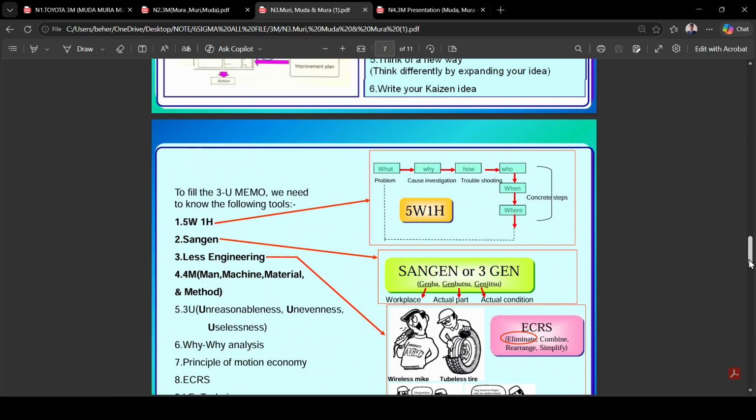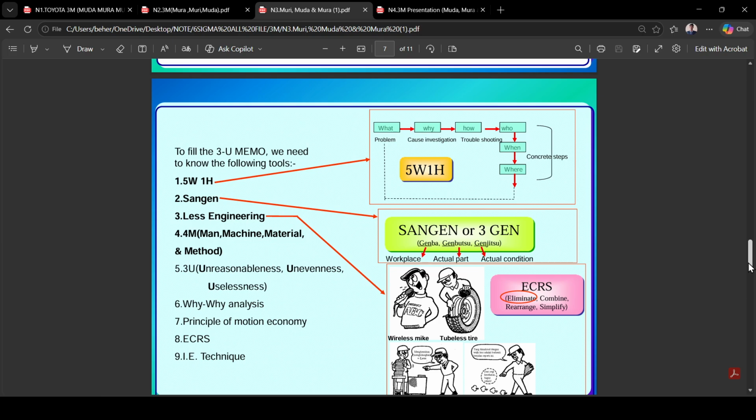Next one is to clearly explain and know deeply using the 5W1H, which means what, why, how, who, when, where. These are the five Ws. Then second, 3 generation. So, lean engineering. You can see this picture. 4M means man, machine, material, method. And 3U means unevenness and uselessness.